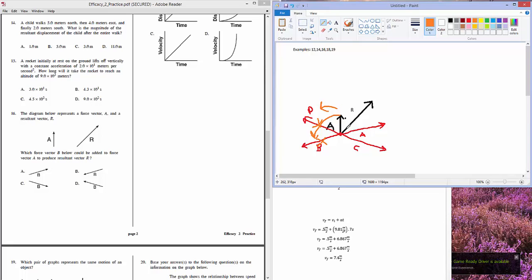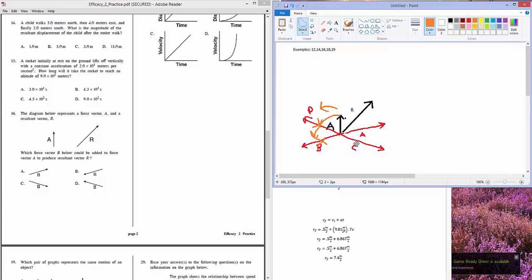Now, what we use is something called the head-to-tail method. If I took the one vector, and let's see if I can do this, I should be able to select a freeform shape. If I took this vector down here, it's going to look ugly.